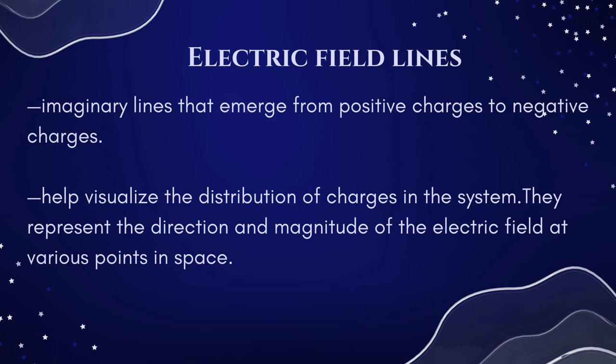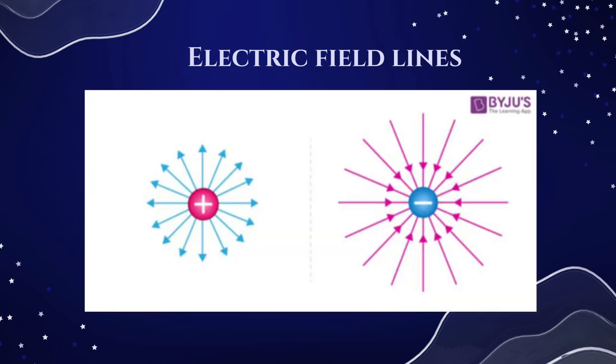Good day, everyone. Now let's move on to the electric field lines and equipotential surfaces. Electric field lines are imaginary lines that show the direction in which a positive test charge would move if placed in the field. These help visualize the distribution of charges in the system, and they represent the direction and magnitude of the electric field at various points in space.